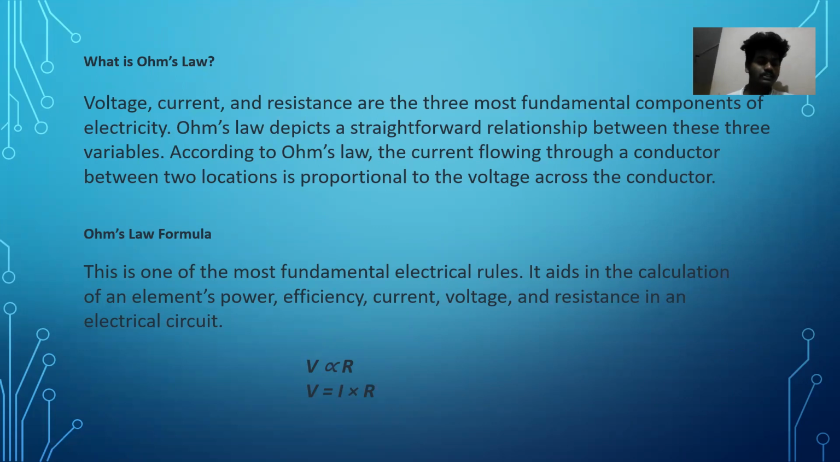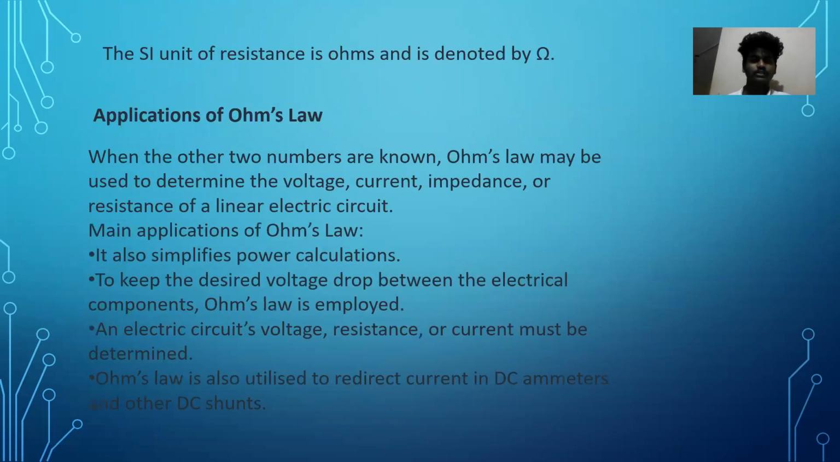And next is Ohm's law formula. This is one of the most fundamental electrical rules. It aids in the calculation of an element's power, efficiency, current, voltage, and resistance in an electrical circuit. Now Ohm's law formula is V directly proportional to I. V equal to I into R. And the next is the SI unit of resistance is the ohm, and it's denoted by Ω.